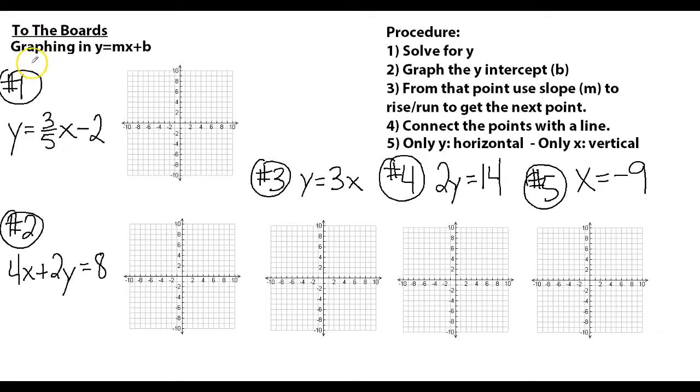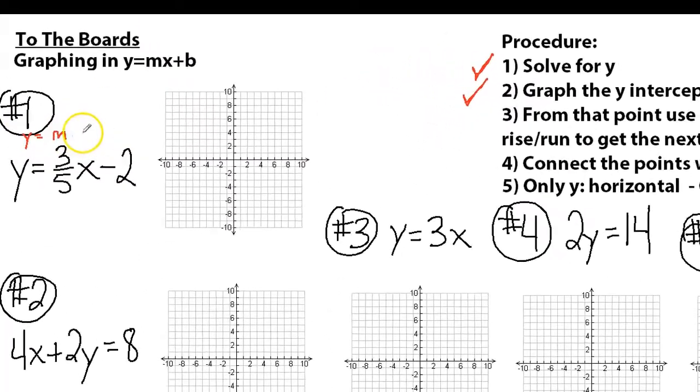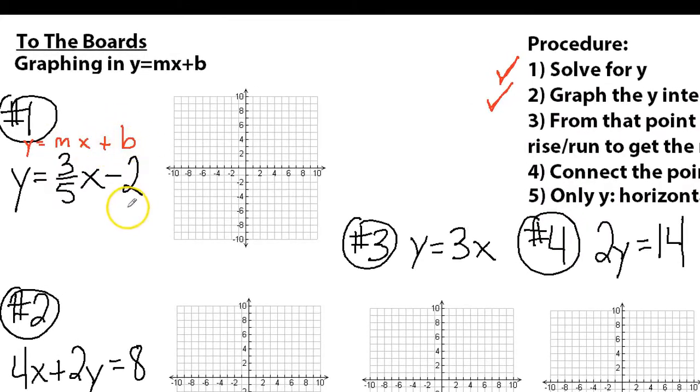Okay, let's take a look. Question number 1 is y equals 3/5 x minus 2. Step number 1, solve for y. Notice my y is already by itself, so I don't need to do that. Step number 2, I need to graph the y-intercept. That's the b value. So this is y equals mx plus b. So my y-intercept is -2. So I'm going to go to the y and put a -2.